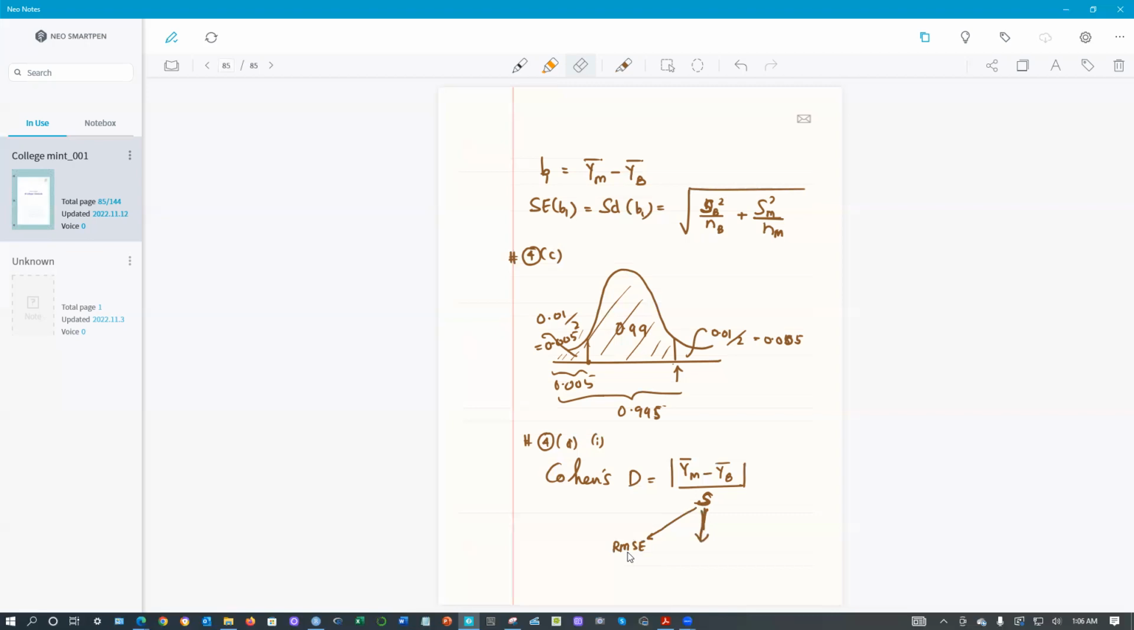See, there is also S average. When N benign does not equal N malignant, you use the pooled one. When N benign equals N malignant, you do it like that.